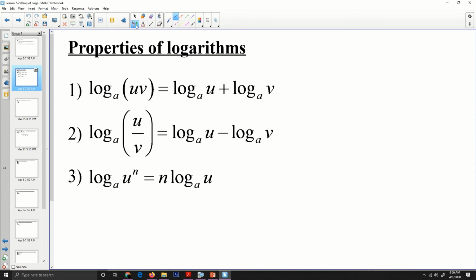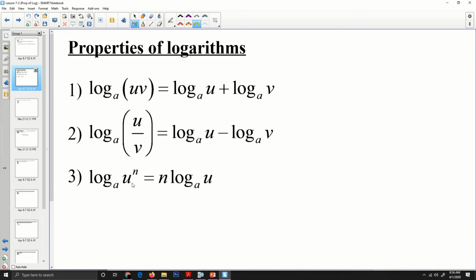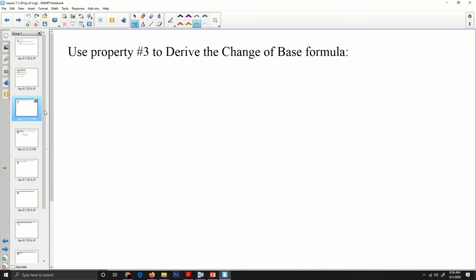And this one right here, this is the one. If you had one thing that you put into your long-term memory for logarithms, it's going to be property number 3, because it does a lot of things for us. It allows us to solve for exponents that are variables, and it also allows us to create what is known as the change of base formula, which will allow us to evaluate using our calculator any logarithm of any base. So what does that mean? We're going to use property 3 to derive the change of base formula.